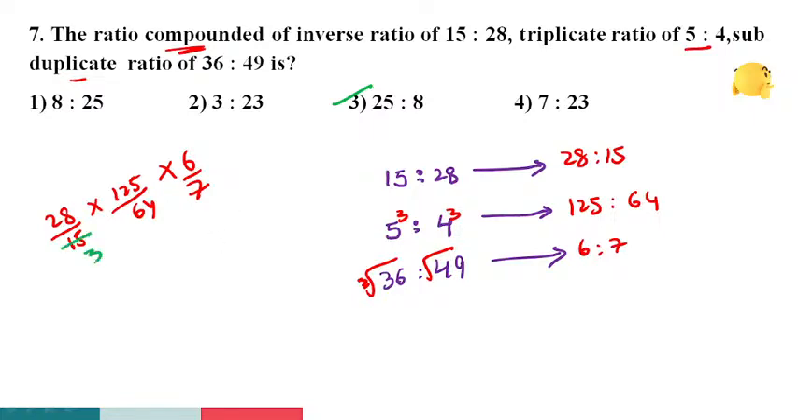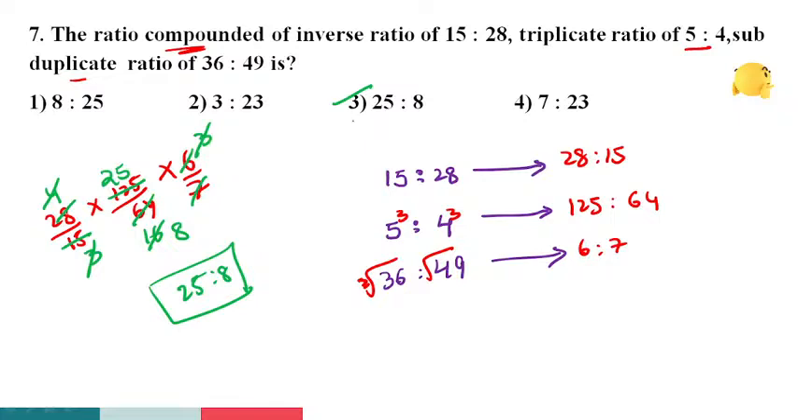So 5 threes are 15, 5 twenty-fives are 125. Any cancellation here? 7 ones are 7, fours are 28, 4 ones are 4, 16s are 64. And 2 eights are... 2 threes are 3, cancel, and finally here 25 is to 8. Yes, very good, and option 3 is the right answer, guys.